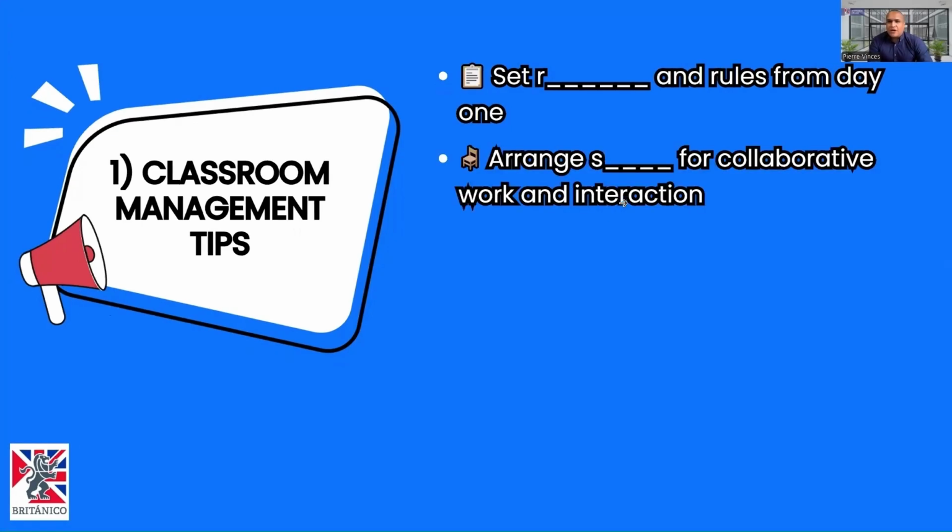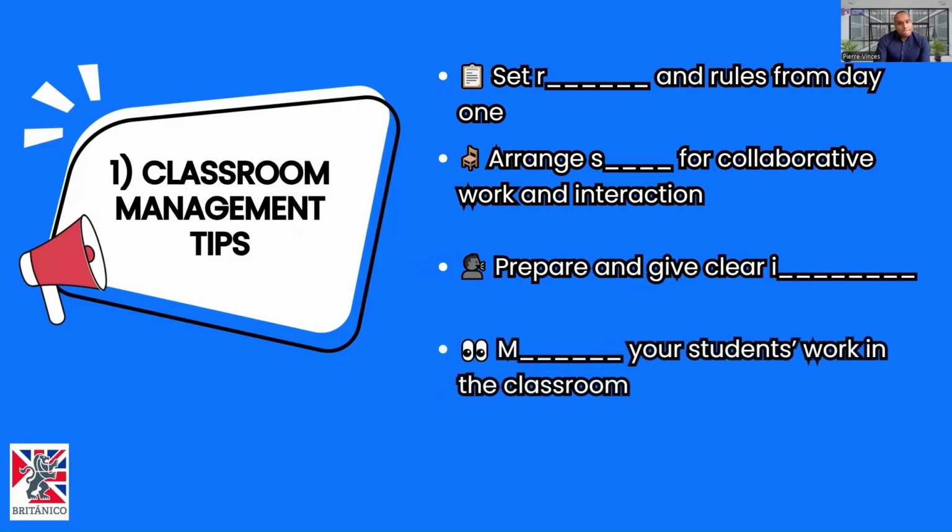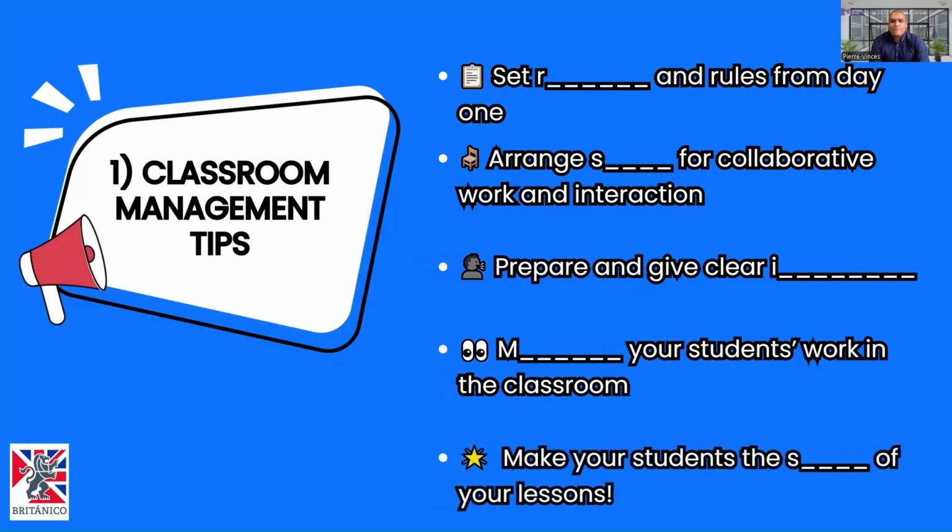Look at the next one. Arrange for collaborative work and interaction. You can look at the picture, at the emoji there, to have an idea. Prepare and give clear. Let's check the next one. Your students work in the classroom. And finally, make your students the of your lessons. All right, so let's check them together.